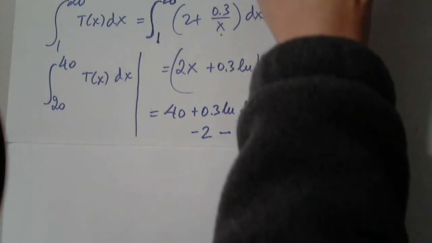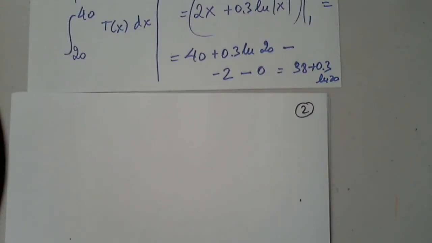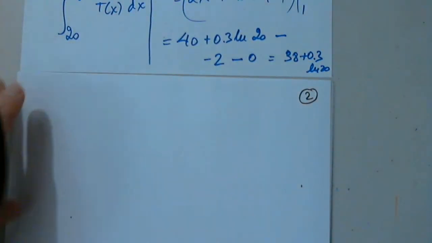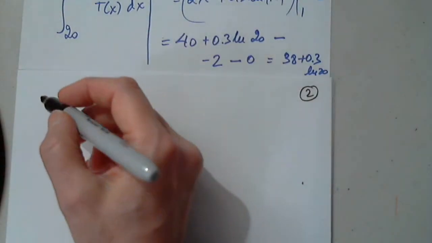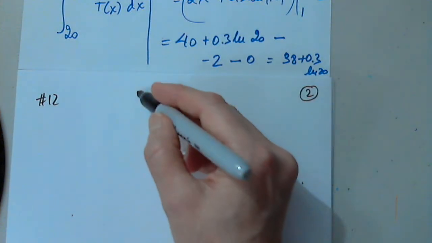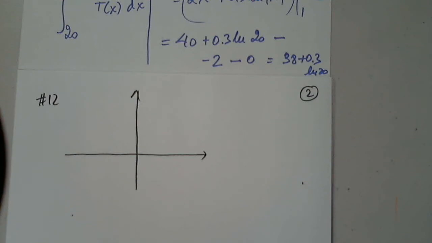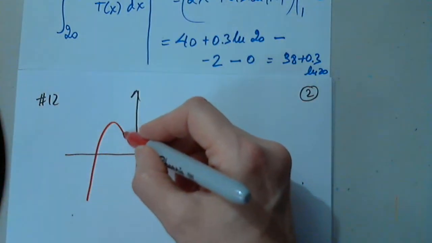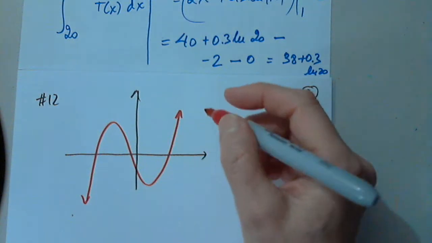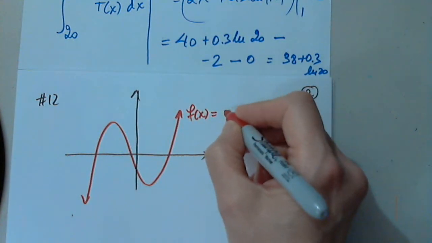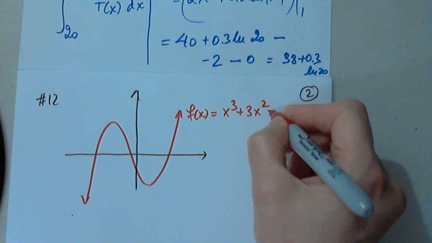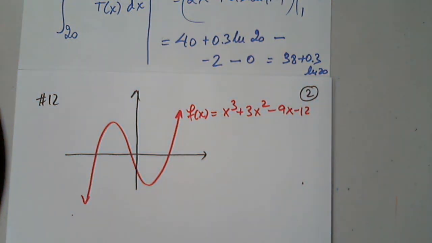So is it okay if we work on problem 12, or you can choose? There are others here, but I would like to look at this because it is different than all the other examples. So I'm just going to copy a rough graph. So this is our f of x, that is x to the third plus 3x squared minus 9x minus 12. And the straight line in green.